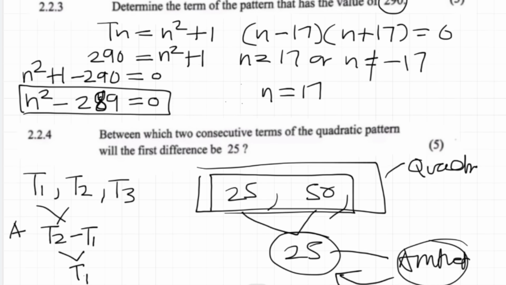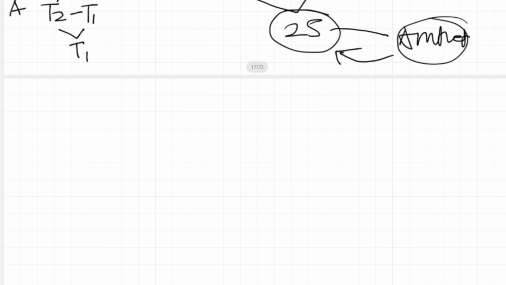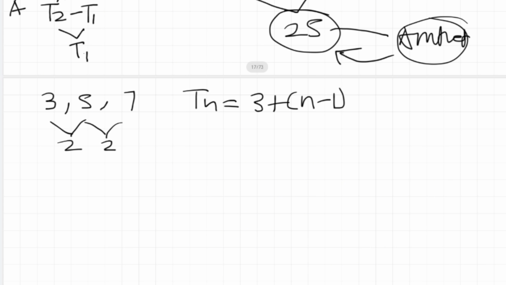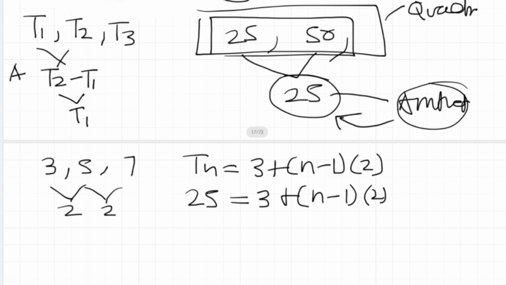So we have them. We have, let me just come here, on the second difference, we have 3 and 5 and 7, and we have 2 and 2. So our arithmetic part is going to be: the first term is 3 plus n minus 1 times the difference, which is 2, just like that. Perfect. So since here they say the difference is going to be 25, we need to understand which term number is equal to 25. So we're going to find that term number: 25 equals 3 plus 2 times n minus 1. We're going to find it out here.